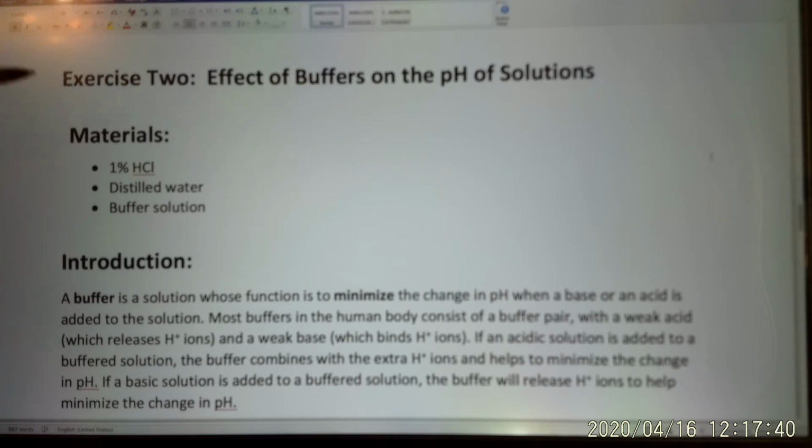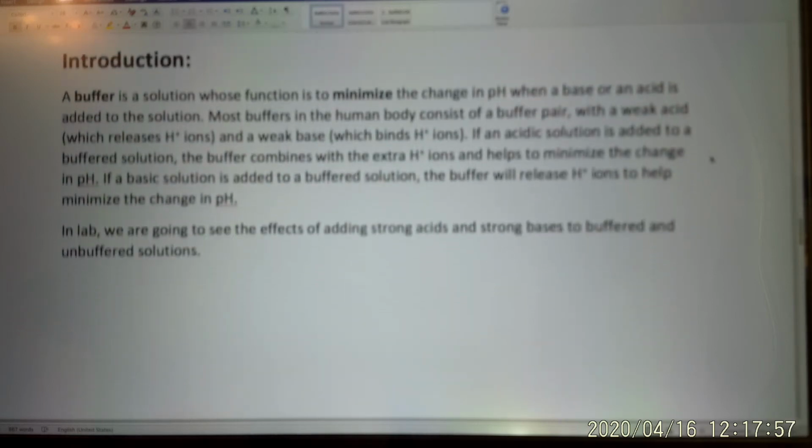So we prepare hydrochloric acid, put it into distilled water and into a buffer, and see what happens to the pH. The buffer is a solution whose job is to minimize the change of pH. In your body, your blood is a buffer. It helps you maintain your body pH.